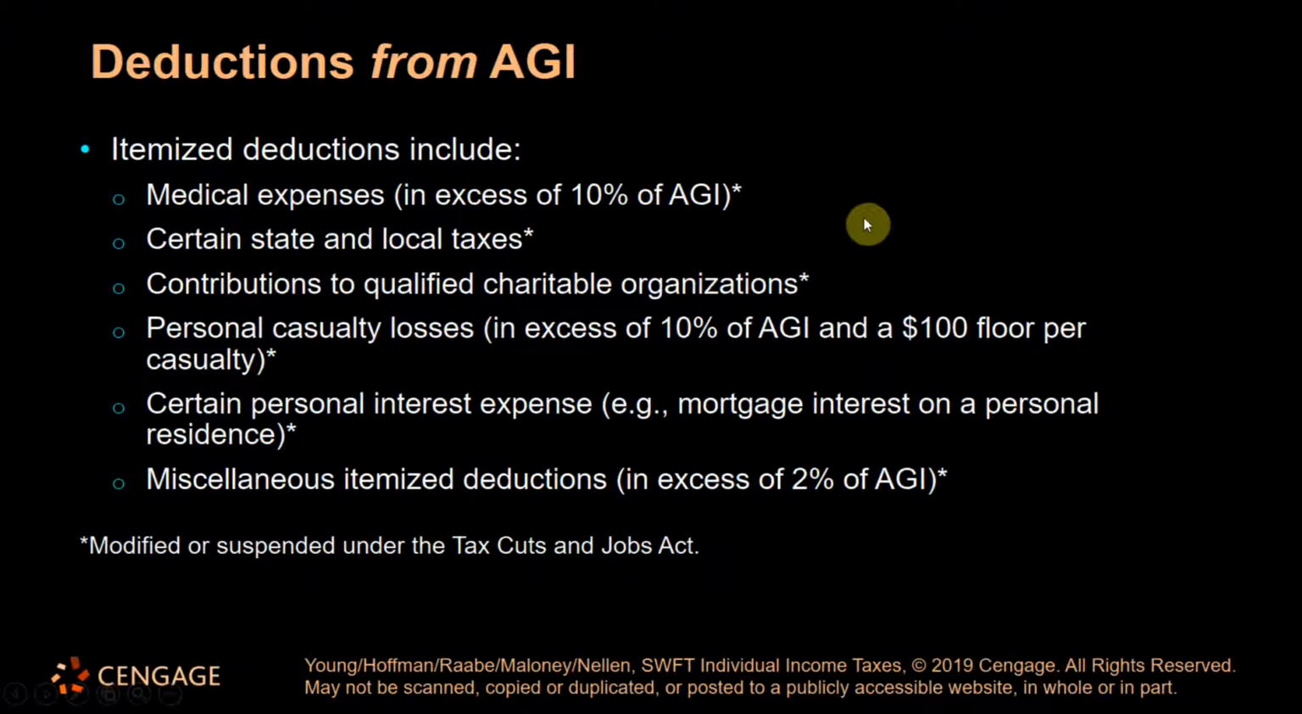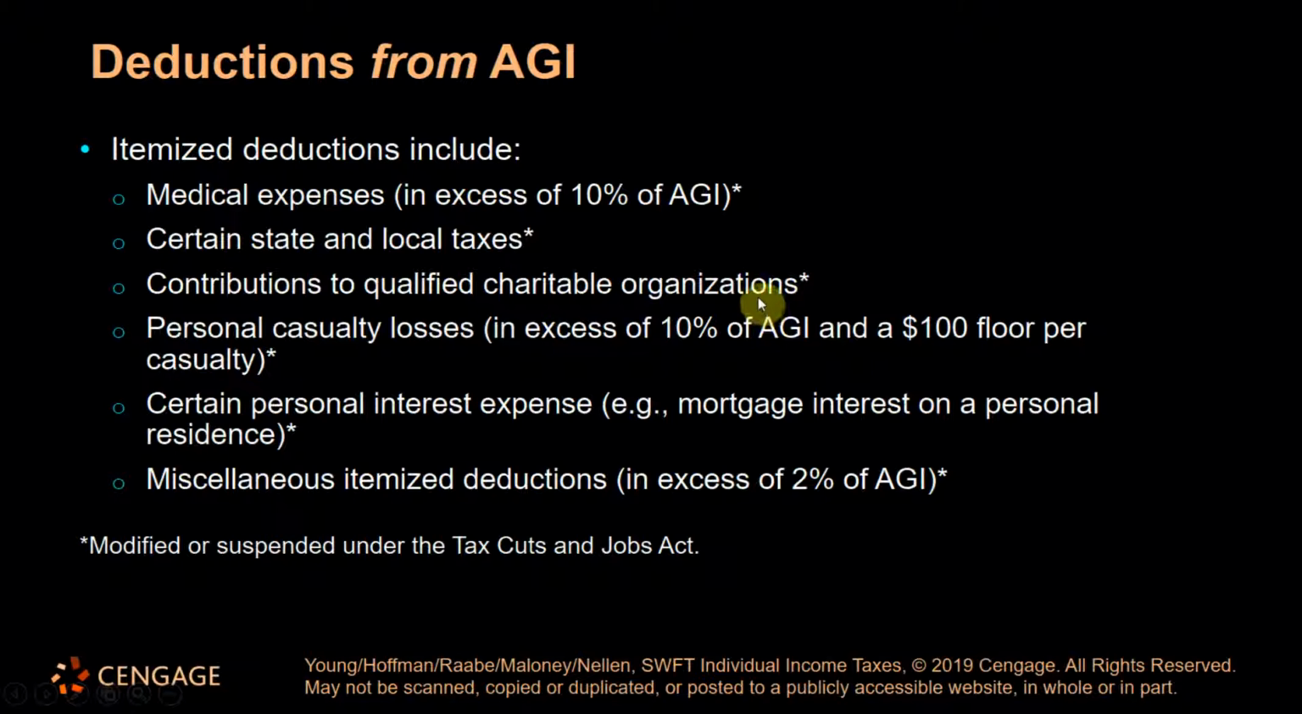Itemized deductions, so these are from AGI. These are after AGI has been determined. Medical expenses, again, we want to update this a little bit. It's still in excess of 7.5% at the moment. It is not 10%, it is 7.5%. Personal casualty losses are subject to 10% of AGI and a $100 floor per casualty reduction.